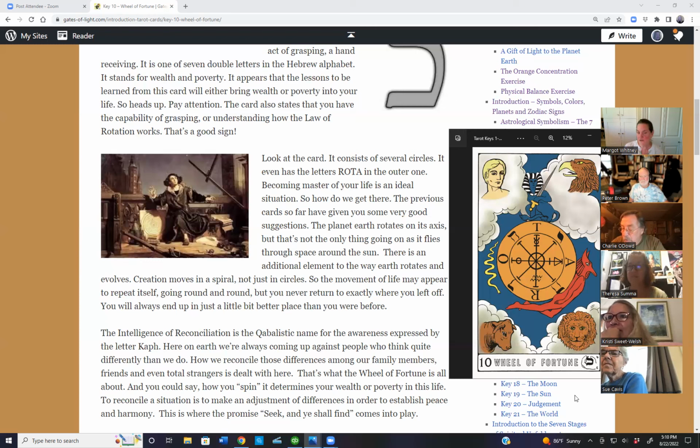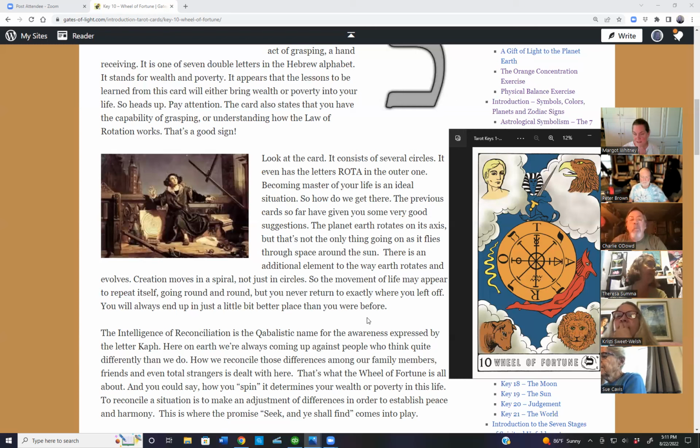The previous cards so far have given you some very good suggestions. And those suggestions are understanding that you create your world, you're the doer. You also work with the subconscious mind. That's one of the characters in this book, and you've been taught how it manifests for you to some degree. So becoming a master of your life is an ideal situation. So how do we get there? The previous cards so far have given you some very good suggestions.